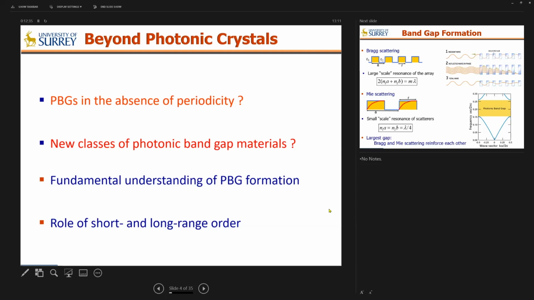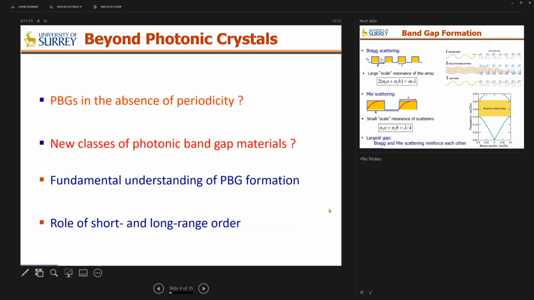Because I don't want to predict an accidental structure, which is non-periodic and presents a photonic bandgap, but actually I would like to introduce new classes of photonic bandgaps, which are non-periodic. In doing so, I would also like to explore what are the fundamental aspects which affect the presence of photonic bandgaps. For a given system, how can I identify the structures which are going to have a photonic bandgap? And as you will see, we're going to talk a lot about the role that is associated with the presence of short and long range order in the structure.